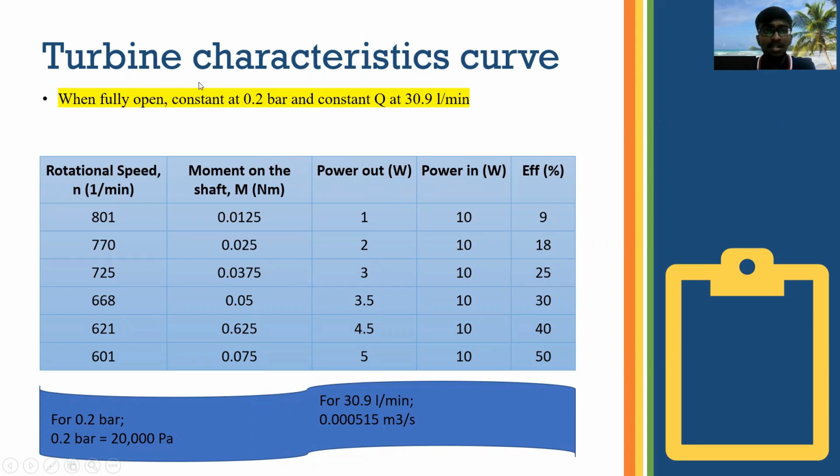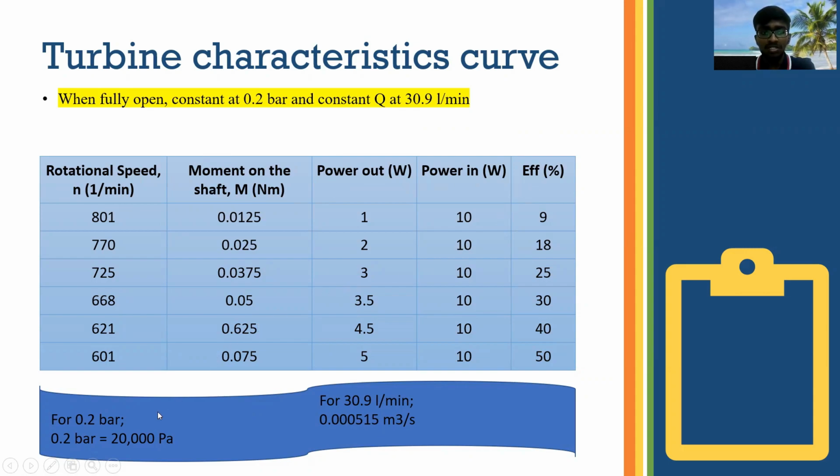For the turbine characteristics curve, first of all, it was instructed to be fully open and at a constant pressure, which is 0.2 bar, and also a constant flow rate, which is 30.9 liters per minute. These are the data we obtained for this experiment. First, the given data is rotational speed. The second one is the moment on the shaft. The third one is power output. The fourth one is power in, and finally the efficiency.